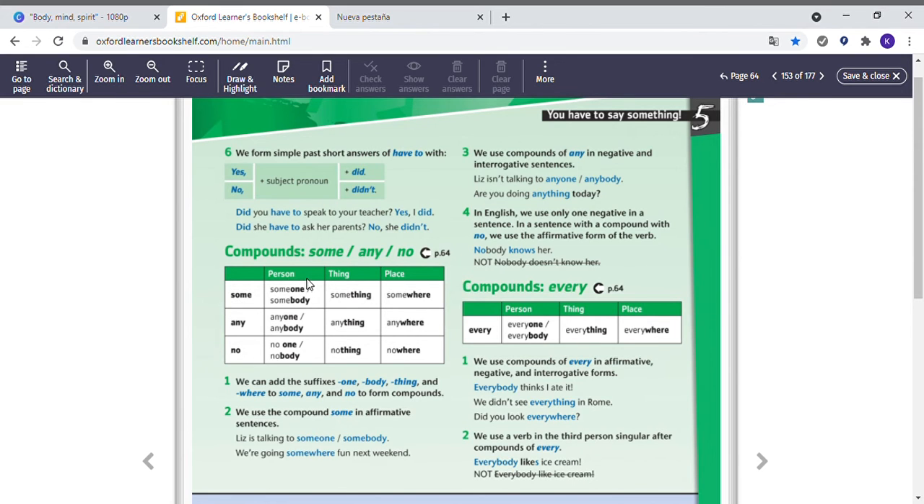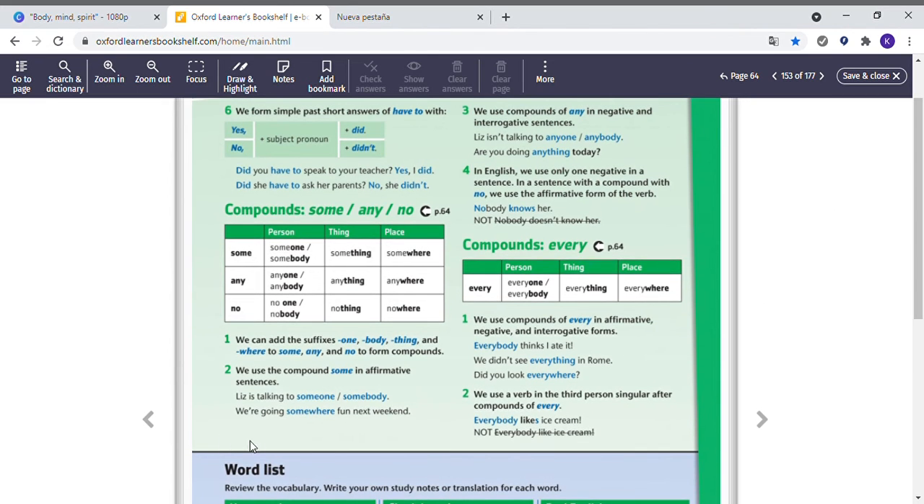Remember, some for affirmative sentences. Any, we're going to use it with negative sentences and questions. For example, anyone or anybody, anything, and place anywhere, right? And no, no one, nobody, thing, it's going to be nothing, and place nowhere. Look at here, we have some sentences. We use the compound some in affirmative sentences.